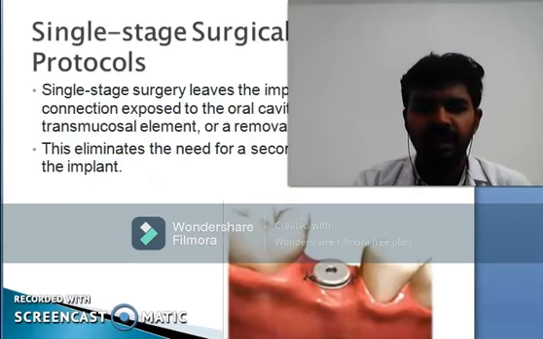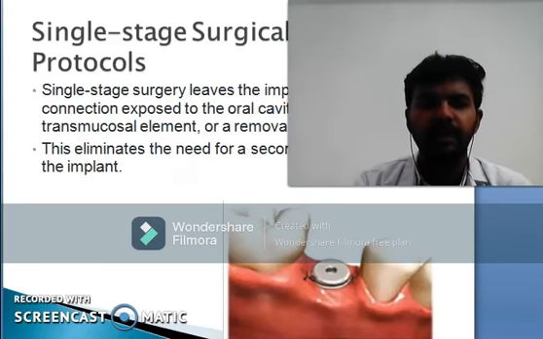Single stage surgical protocol. Single stage surgery leaves the implant or abutment connection exposed to the oral cavity via an integrated transmucosal element or a removable healing abutment. This eliminates the need for second stage surgery to expose the implant.